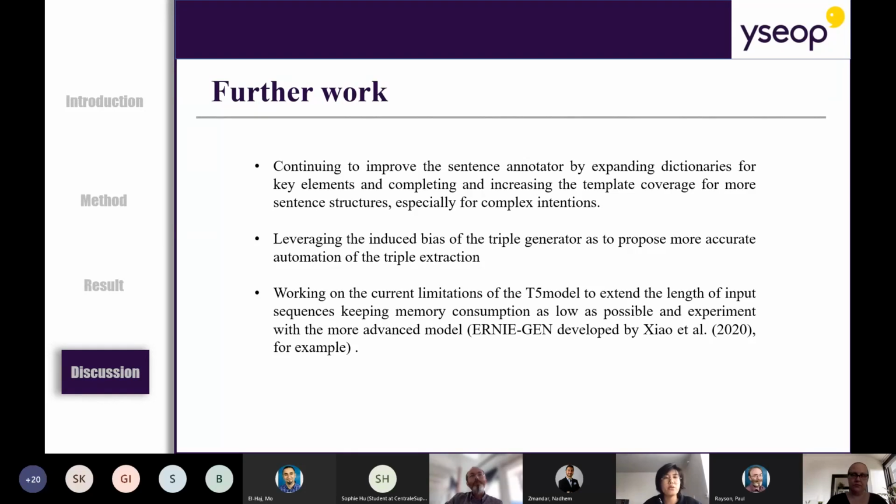For further work, we will continue to improve the sentence annotator by expanding dictionaries for key elements and completing and increasing the template coverage for more sentence structures, especially for complex intention, and leverage the induced bias of the triple generator to propose more accurate automation of the triple extraction, and work on the current limitation of the T5 model to extend the length of input sentence sequences, keep memory construction as much as possible, and experiment with more advanced models.